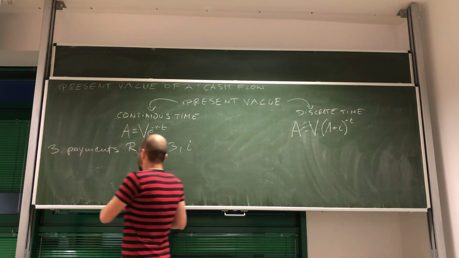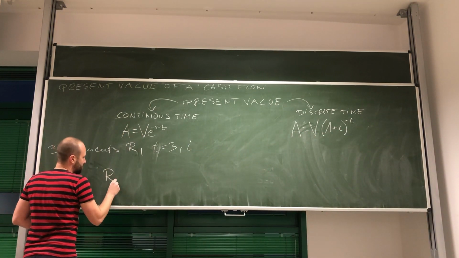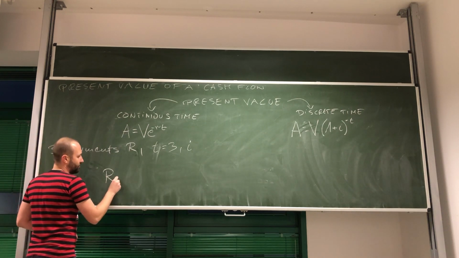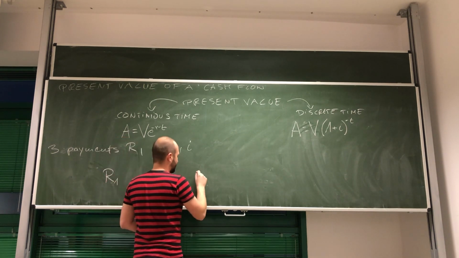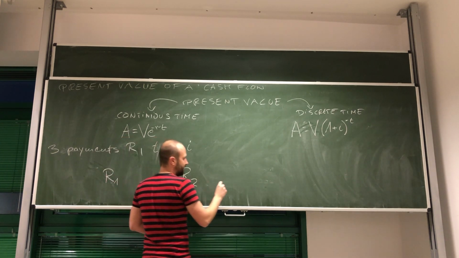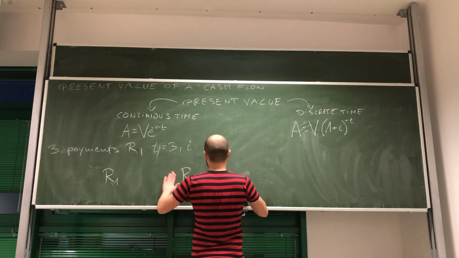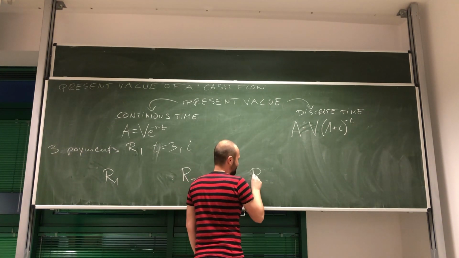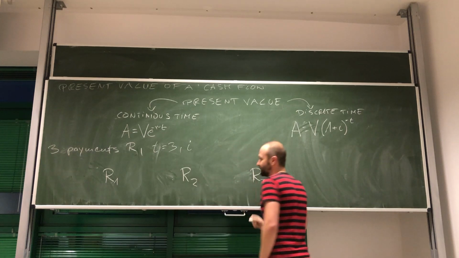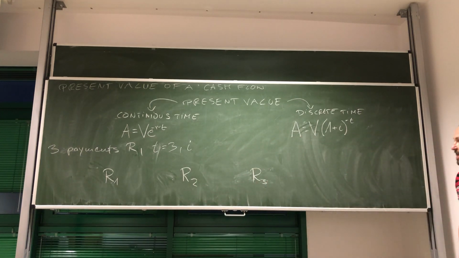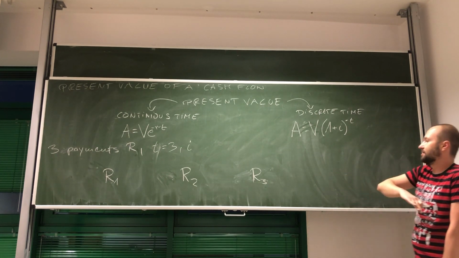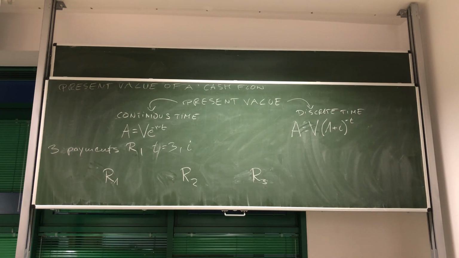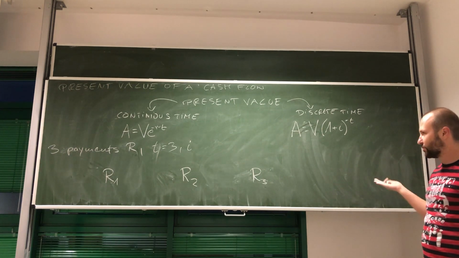Look, in the first year, we're going to receive payment R1. In the second year, we're going to receive another revenue payment R2. And in the third year, we're going to receive third payment R3. Right? Now, those payments don't need to be equal. You can get $5,000 first year, $10,000 second year, $7,000 third year. Doesn't matter.